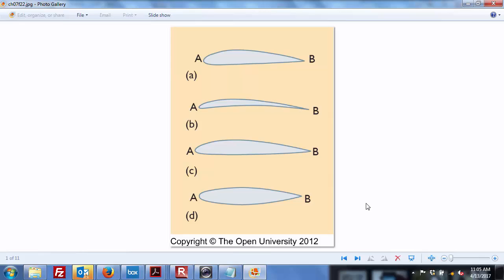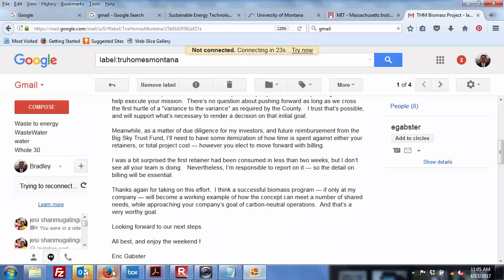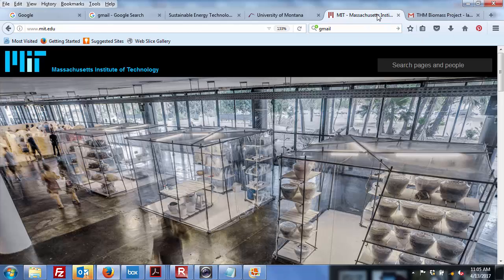So what we're looking at here are just different shapes of wind foils. The guiding principle behind all of these is Bernoulli's equation. And let me bring that up right now.